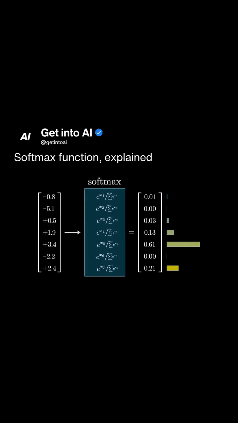You'll notice that if one of the numbers in the input is meaningfully bigger than the rest, then in the output, the corresponding term dominates the distribution. So if you were sampling from it, you'd almost certainly just be picking the maximizing input.